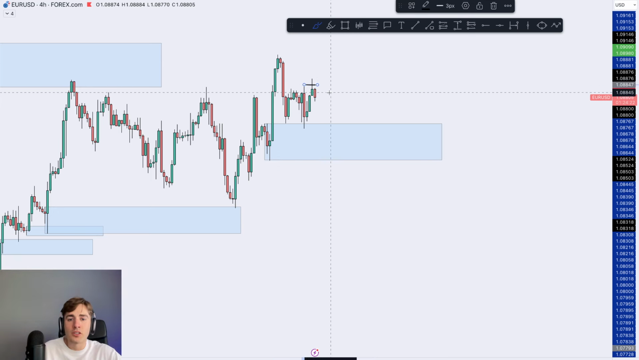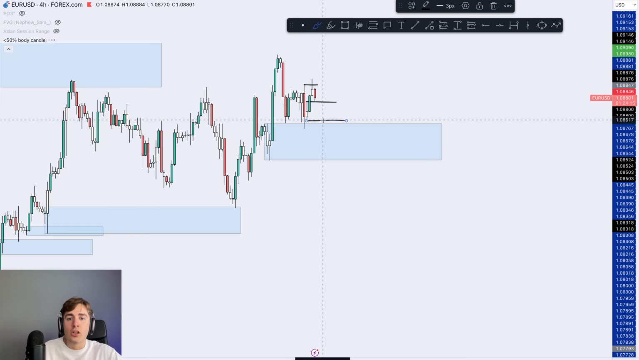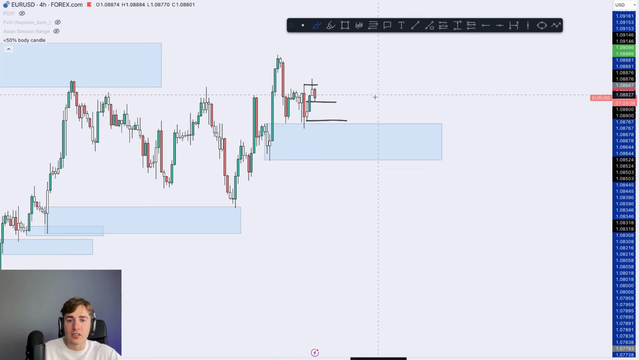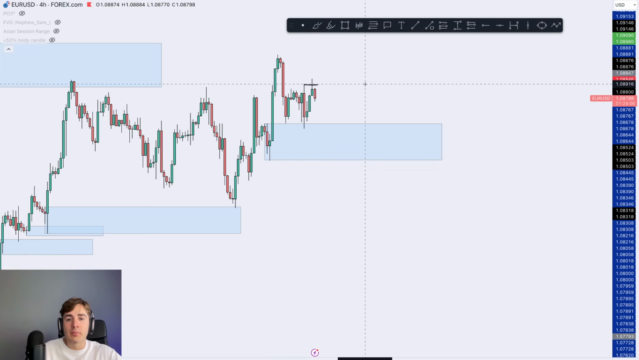So what I now have my eyes on is potentially this imbalance over here, this imbalance candle, which is a 50% body candle, to play out as an area of demand from where we could continue up higher in towards that next imbalance over here. So keeping my eyes open for a potential long on EURUSD for the rest of today.